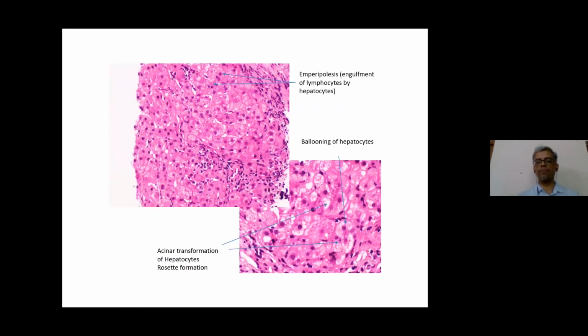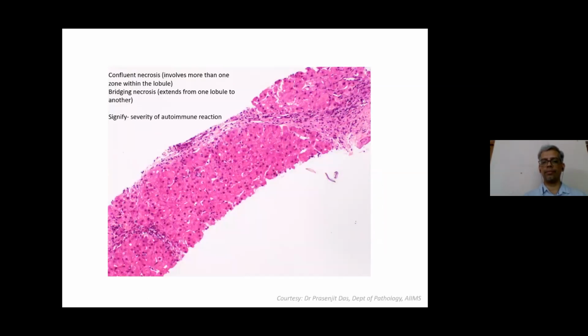A very important finding, if you see, which points to or suggests a diagnosis of autoimmune hepatitis, is emperipolesis, which is engulfment of lymphocytes by hepatocytes. So if you can see, this is a small cell within this big hepatocyte. This is what we call emperipolesis. In addition, you may see acinar transformation of hepatocytes, rosette formations, and ballooning of hepatocytes in a patient's liver biopsy.